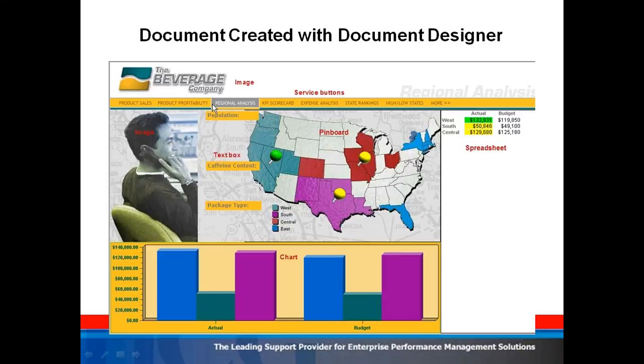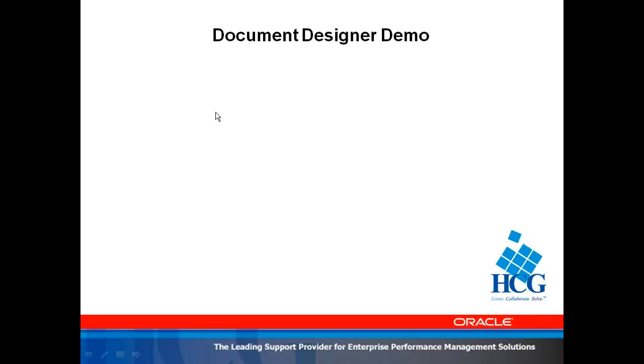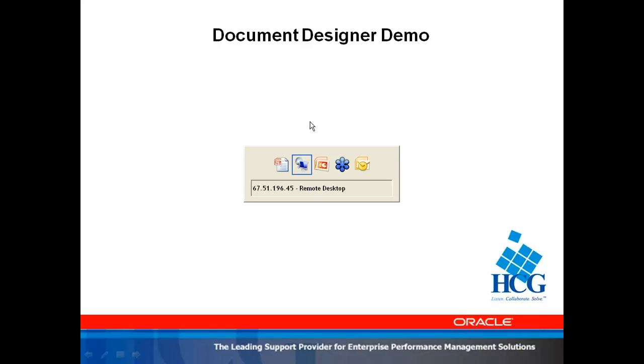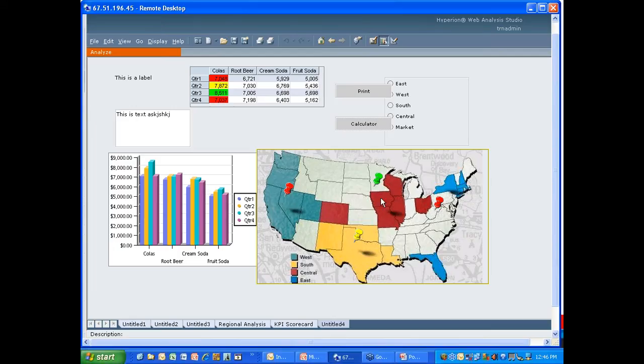So that was the document designer demo of the different visual things you can do really relatively easily based upon the data you have available to you. Either one set of data or even multiple sets of data. I could have this spreadsheet going against one database and this chart going against a different database, and this pinboard going against a third database, etc., etc.